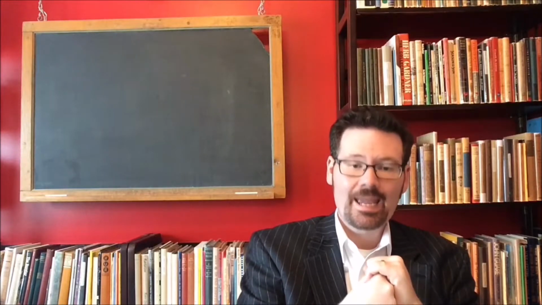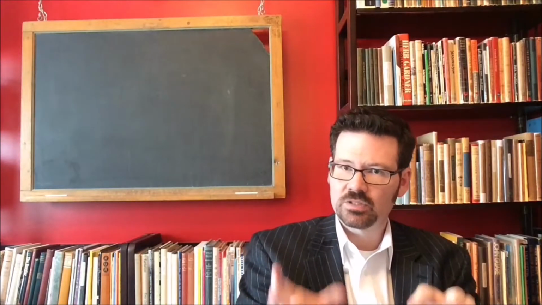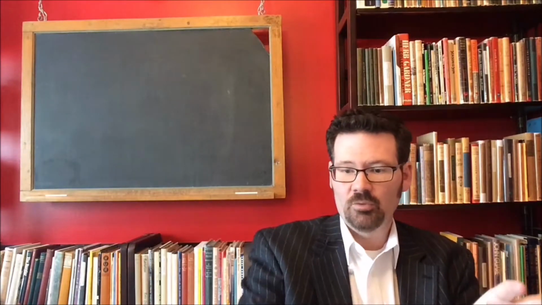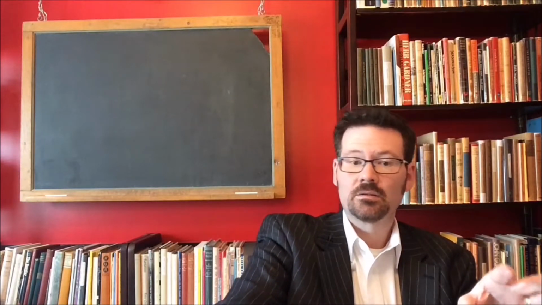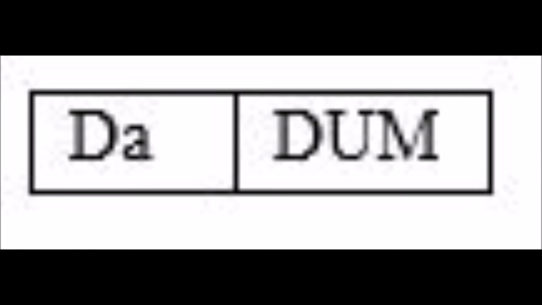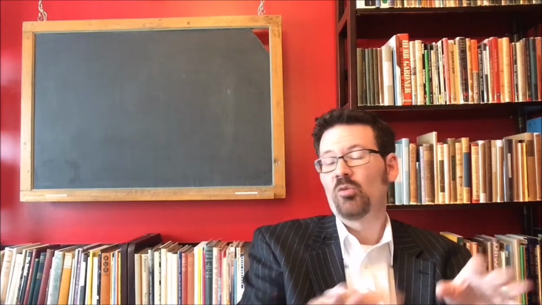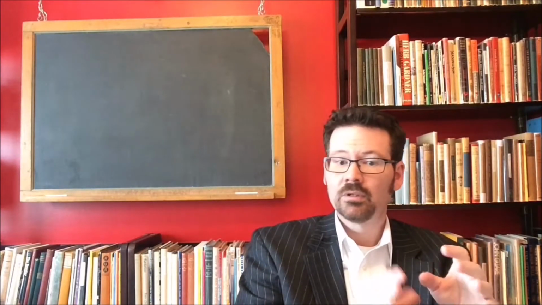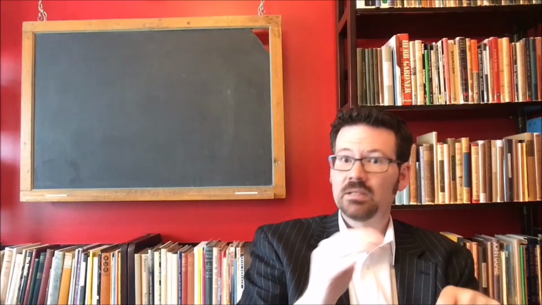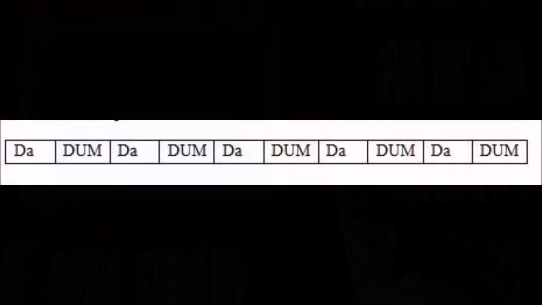So first off, an iambic foot, it's just an unstressed syllable followed by a stressed syllable. And we can write it like this, da-dum. Now a line of iambic pentameter would be 5 of those in a row. Da-dum, da-dum, da-dum, da-dum, da-dum.